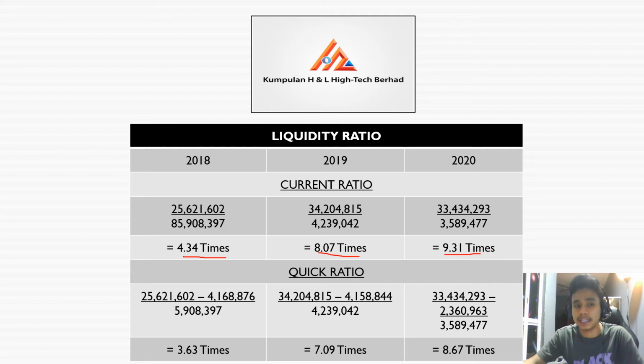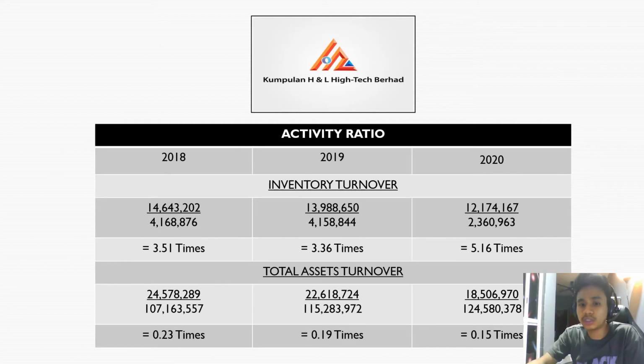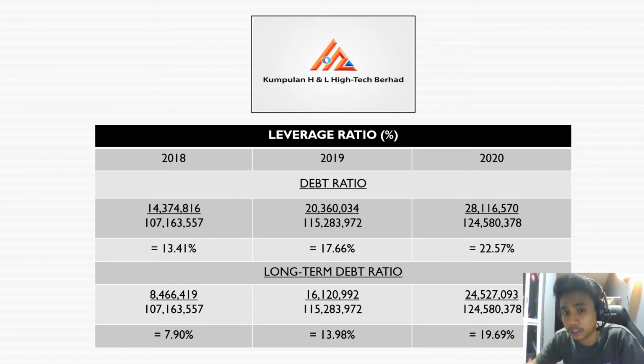short-term obligations. For the total asset turnover, it has been decreasing from 2018 to 2020. This indicates that the company is getting less efficient in using its assets to generate sales. For the leverage ratio, the percentage of the debt ratio has been increasing from 2018 to 2020. This indicates that the company has taken on a large amount of risk each year.